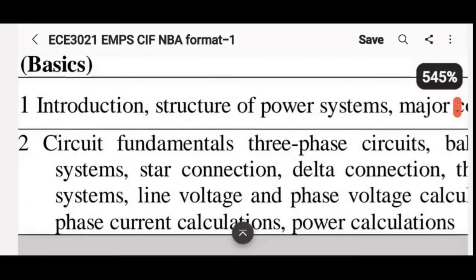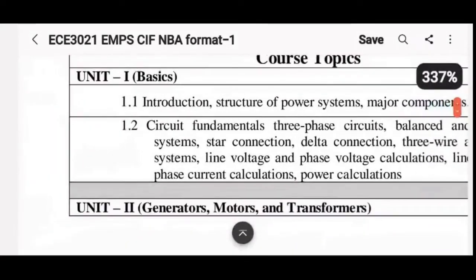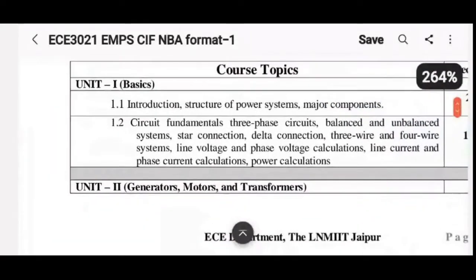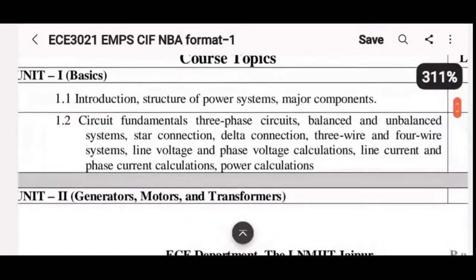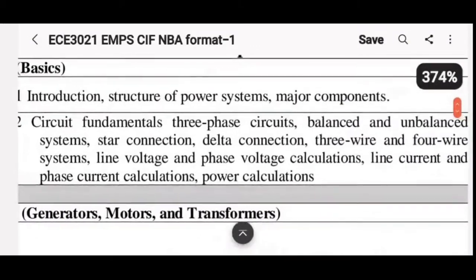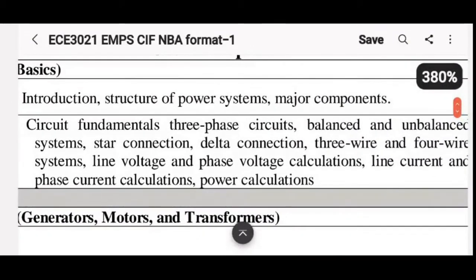Now, you will get the CIF from me after the lecture is over. Basically, we will begin with a review of single phase systems, and then we will go to three phase systems in detail.